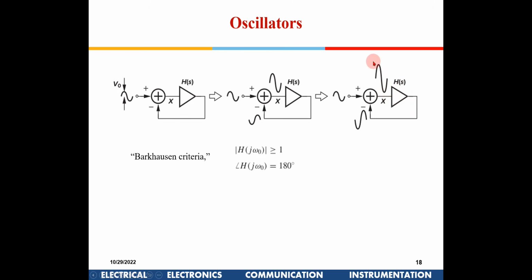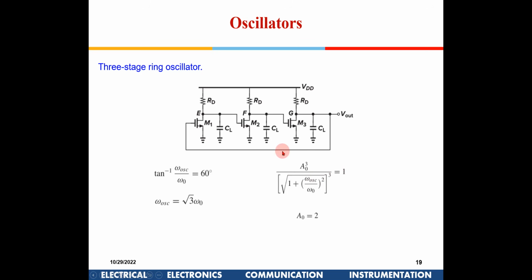But if you are interested in a sinusoidal signal, then obviously you cannot make it exactly one. If it is slightly less than one, then this oscillation will slowly die off. So you just try and keep it slightly more than one. Okay, one is an exact condition. So that is what an oscillator is all about. So how to get that?